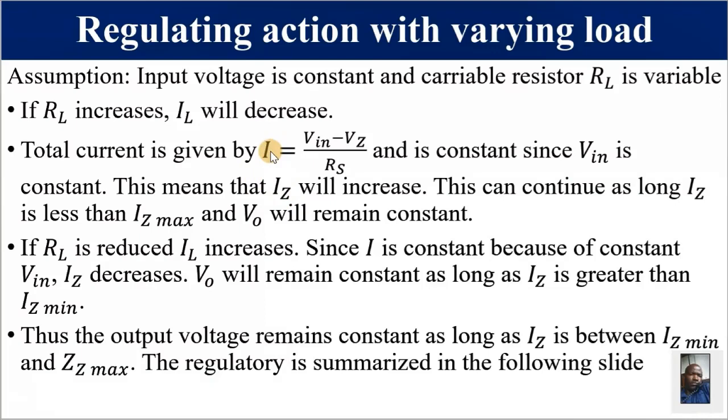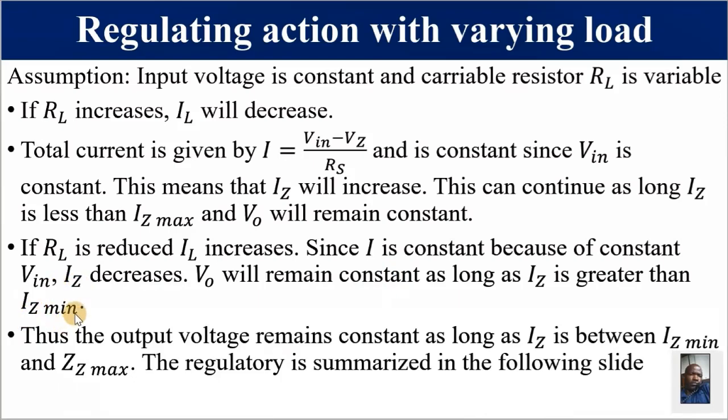I hope you are following. And we are saying IZ can increase as long as it will not exceed the maximum Zener current. And under such a condition, the output voltage will remain constant. We are going to analyze the second scenario where RL is reduced. It means that if we reduce resistance, we are increasing the current. But we know that I is constant. So if this increases, it means that IZ must decrease. But the output voltage will remain constant as long as this does not go below the minimum Zener current.